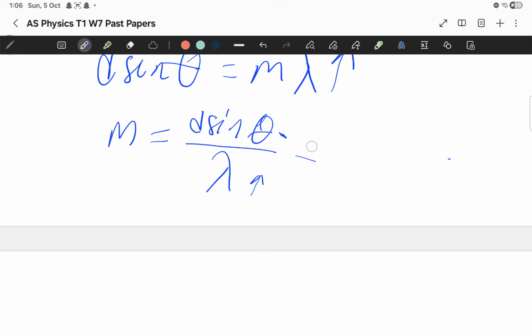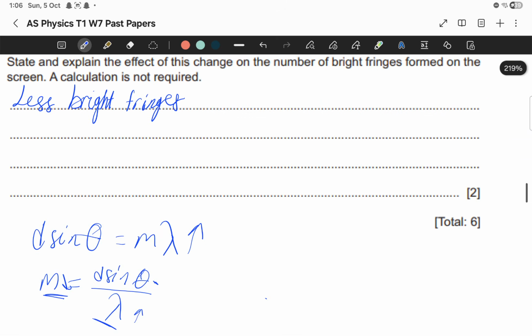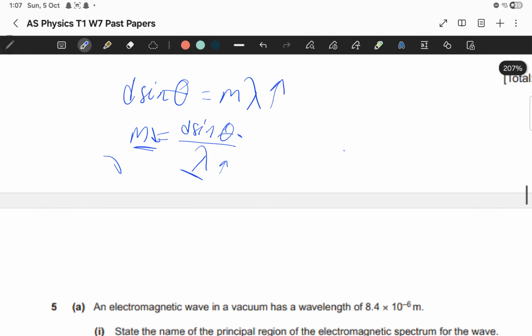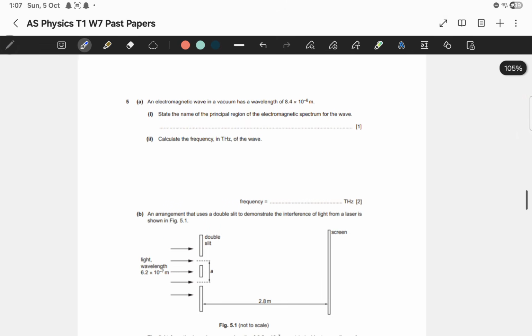So m will decrease, because as you can see, m and lambda are inversely proportional. Look, as m decreases, lambda will increase, and as lambda increases, m will decrease, because they're inversely proportional. The marking scheme literally will only say less bright fringes as wavelength increased. But if you want the full explanation, you can write the inversely proportional. So these calculations are not required.